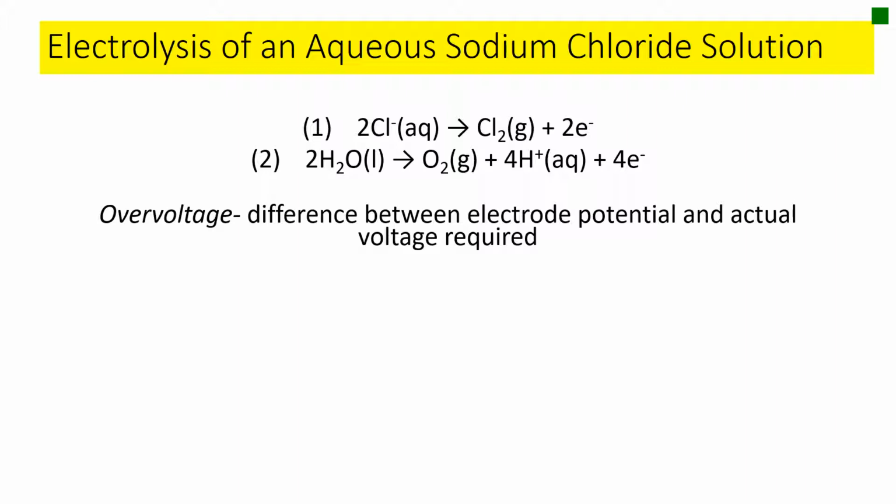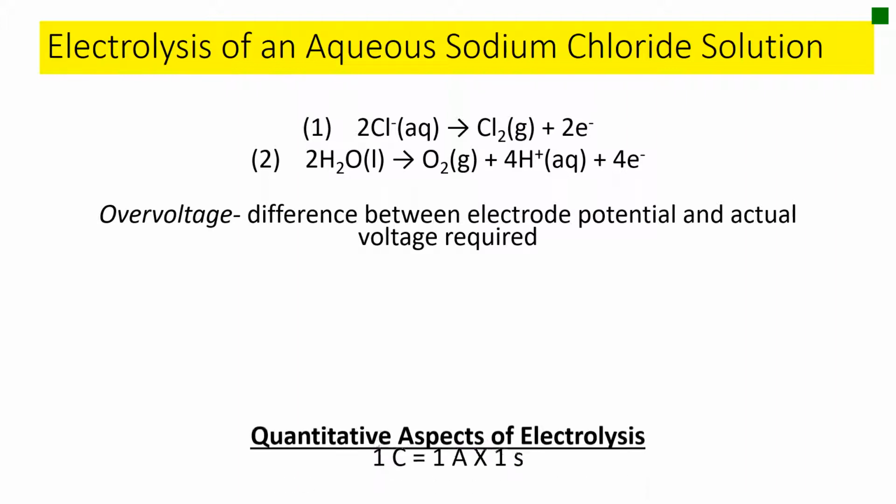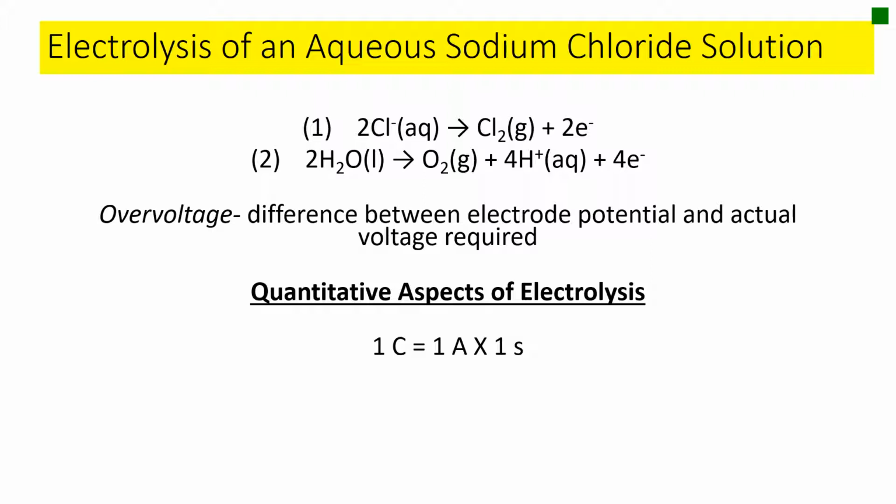The quantitative aspects of electrolysis are best explained by measuring the current in amperes that passes through an electrolytic cell in a certain time period. It can be seen in the following equation: 1 C is 1 ampere times 1 second. This is the time measured, and these are the amperes.